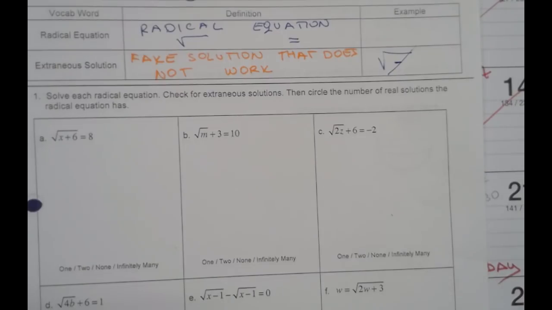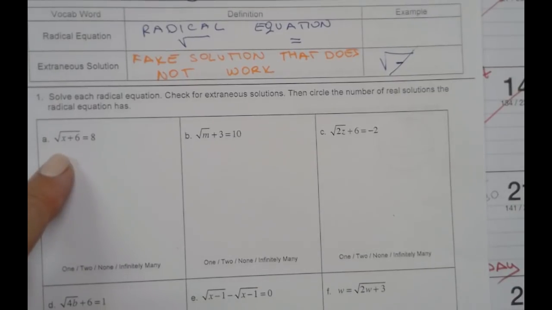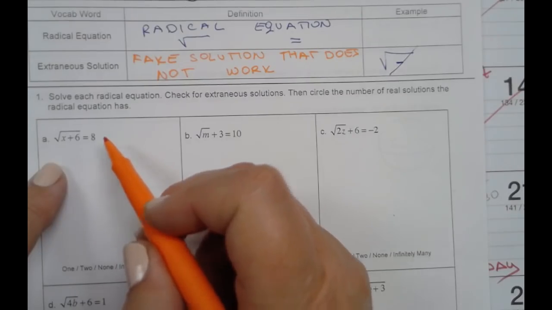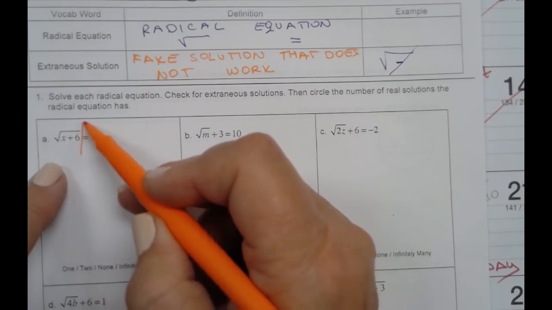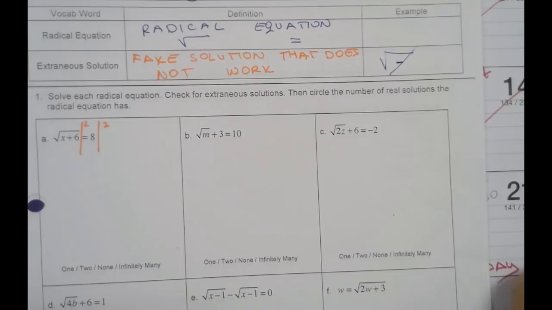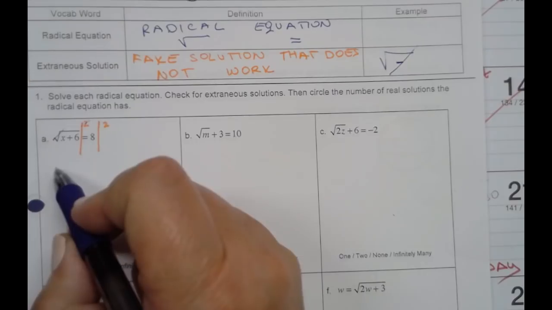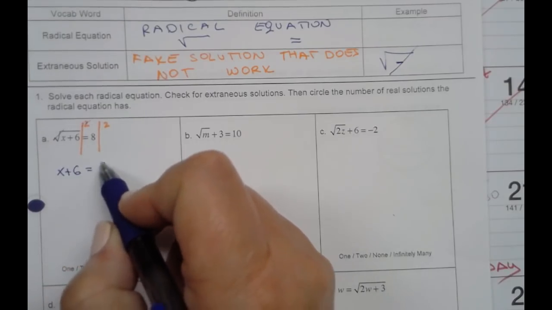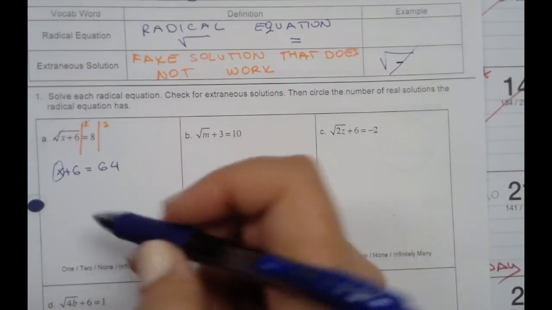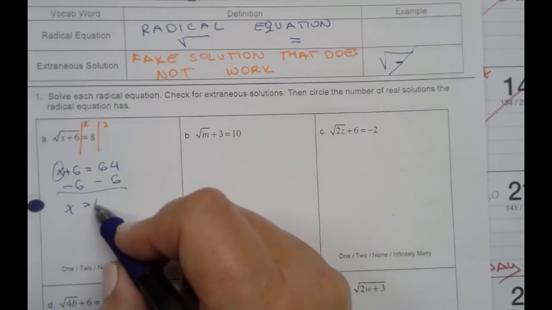So let's start. The first thing I want you to look at and ask is, do I have a radical by itself? In this case, the radical is already alone on one side. So I know the opposite of square root is square. I'm going to square the left side, and whatever I do to the left side, I also have to do to the right side. So the radical and square cancel, and I have x plus 6 equal to 64. Now I just need to solve. I only have one variable, so this should be pretty straightforward. You subtract 6 from both sides, and x is equal to 58.